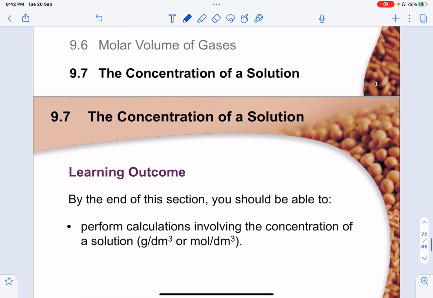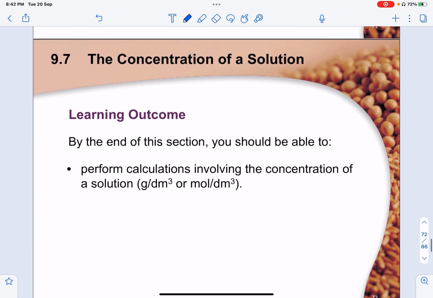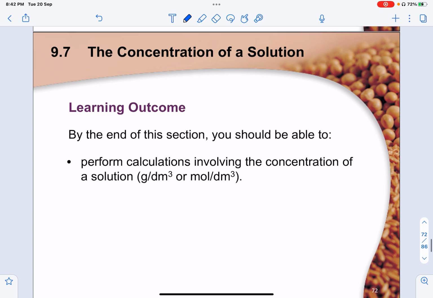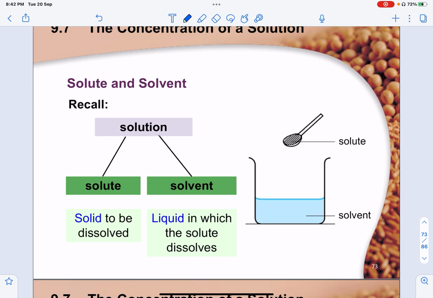Finally, we reach concentration. Now, concentration has two types of units, either grams per dm cube or mole per dm cube. So in the case of a solution, we know that it is made of two things, the solute and the solvent. The solute is the amount of solid to be dissolved, and the solvent is the liquid in which the solute will dissolve to form the solution itself.